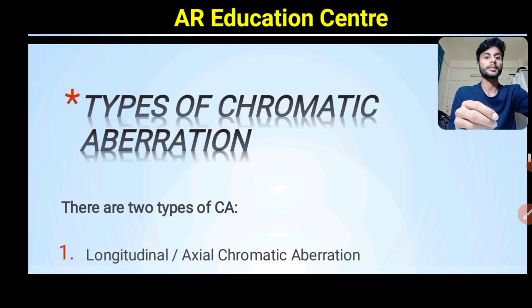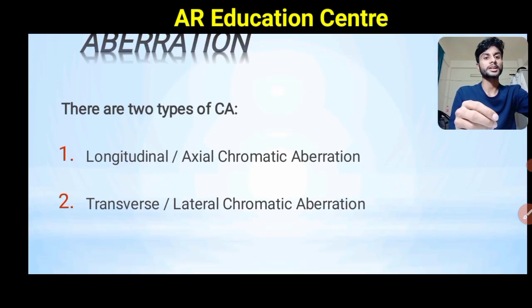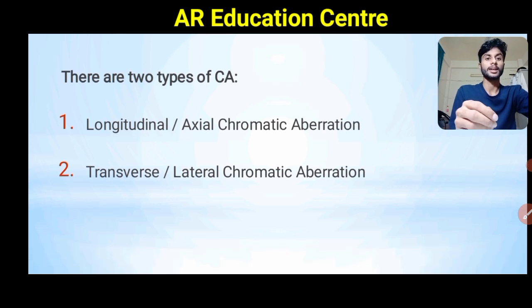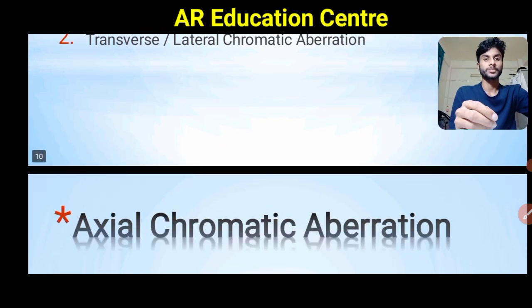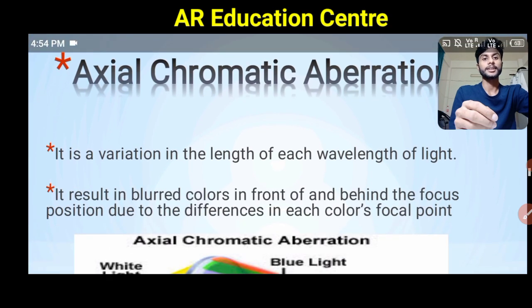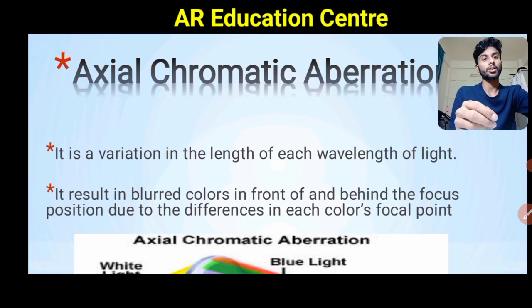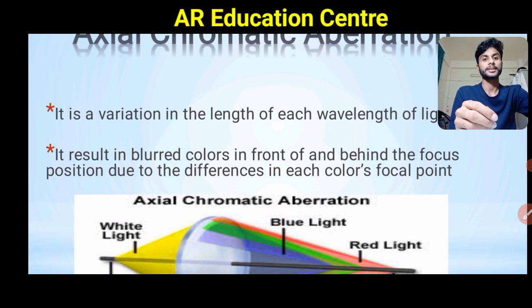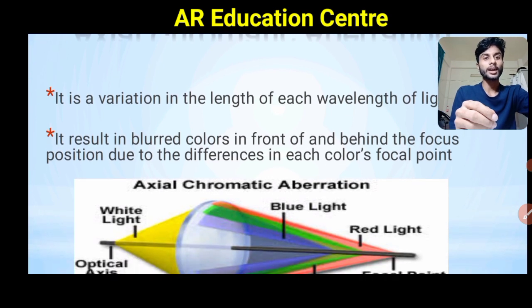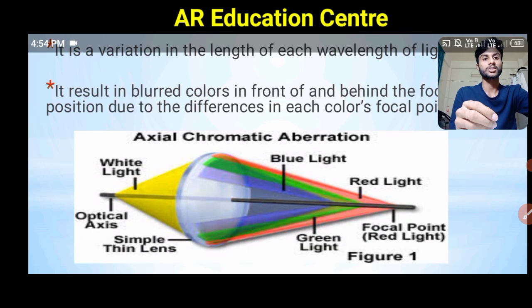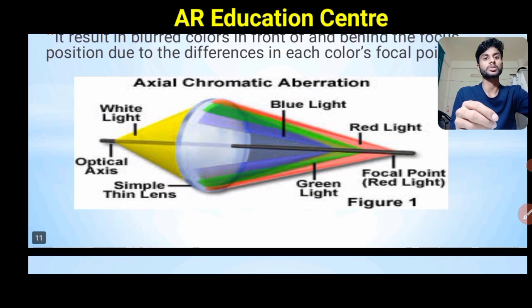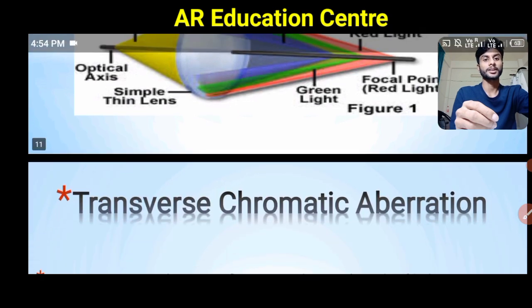Types of chromatic aberration. There are two types of chromatic aberration. One is longitudinal or axial chromatic aberration and another is transverse or lateral chromatic aberration. Axial chromatic aberration is a variation in the focal length for each wavelength of light. It results in blurred colors in front of and behind the focus position due to the differences in each color's focal point. This figure explains axial chromatic aberration.